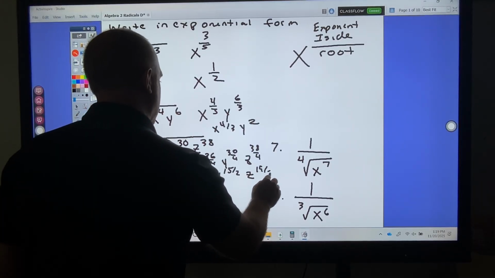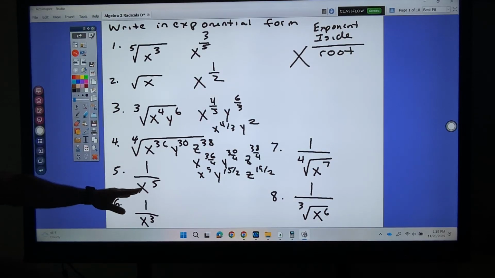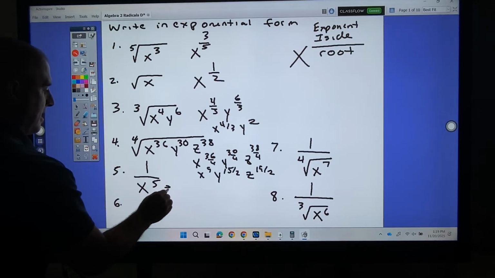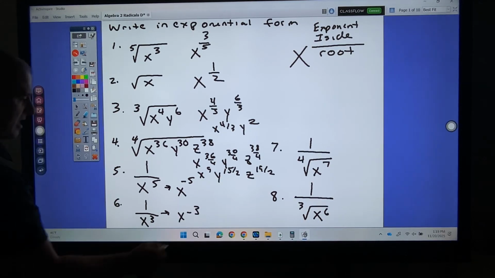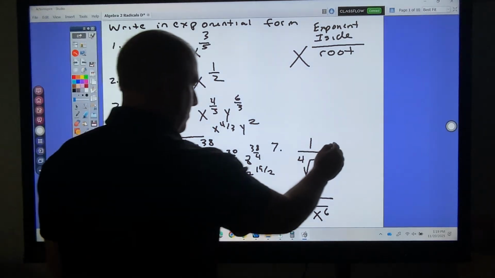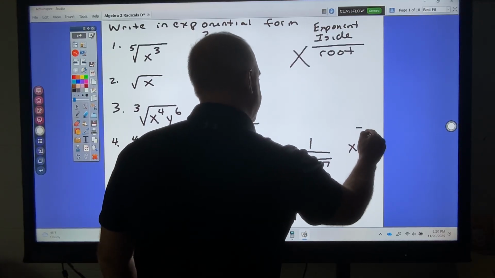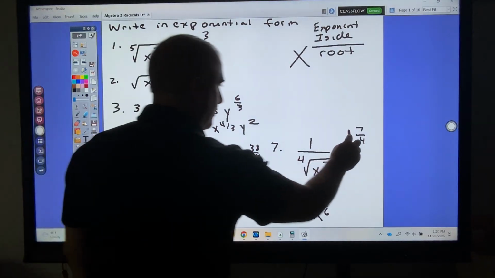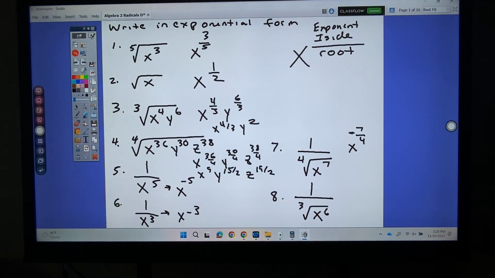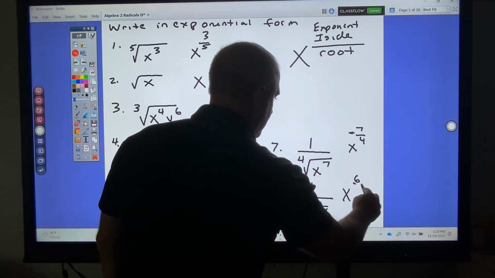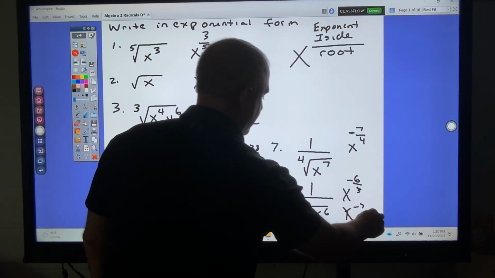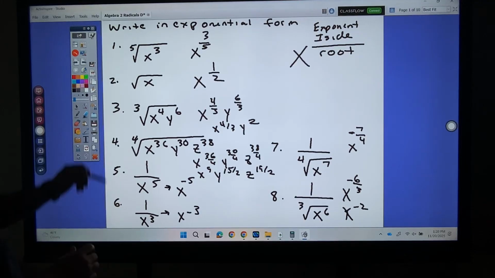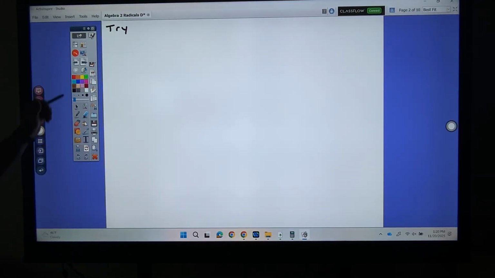Now, what do you do when they got these in the denominator? What this does is it just makes this negative. So if you have something in the denominator, it makes this negative. So this would be x to the negative 3. Now, what would this one be? Well, normally, this would be 7/4, which does not reduce, but I would also have the negative because that's underneath. This is x to the 6/3, and because it's underneath, it's negative. Well, negative 6 divided by 3 would be negative 2. Okay? All right? So you guys go ahead and try some.